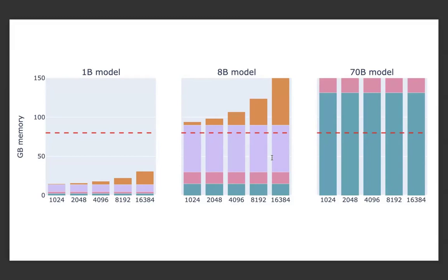So an 8 billion model with a sequence length of 16K is already around 150 gigabytes. But if it's a 70 billion model, even for very short sequences, we don't have any memory left for gradients, for activations, etc. So this blue stuff is memory for all parameters, and I believe that pink is, well, what could that be? I don't think it's gradients. Activations are orange, optimizer, something else. Who knows?